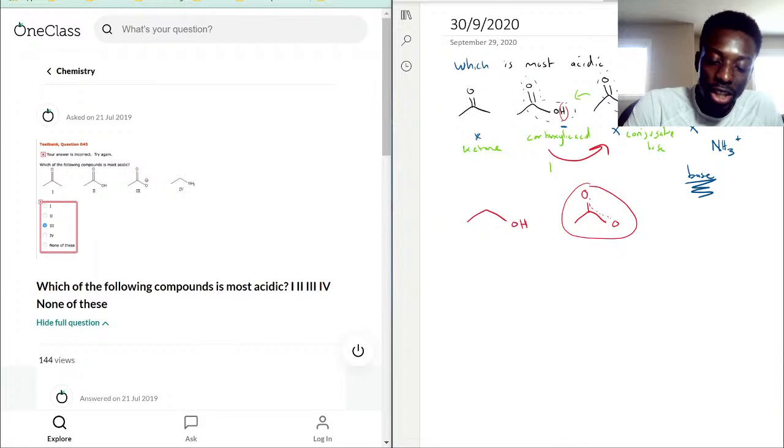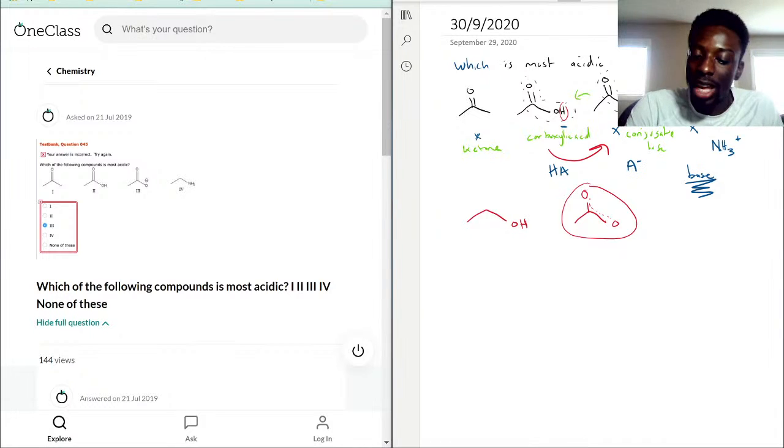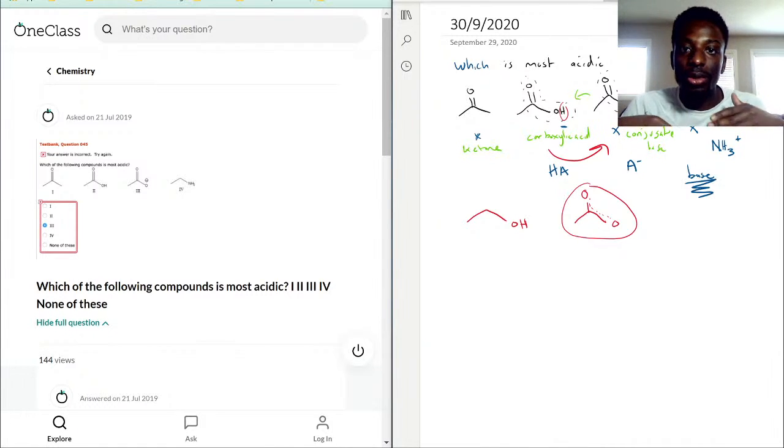So if this was HA, let me just write it in a different color. Actually, blue works. If this was HA right here, this carboxylic acid, this would be its A minus. That's pretty much what it is. And that means it wouldn't work because it's already done its job of giving away the hydrogen. And now as the last thing, this right here is an amide. And most of the amides are basic. So if you were familiar with nomenclature and could recognize them based on their formula, you could then also figure out which is the most acidic.